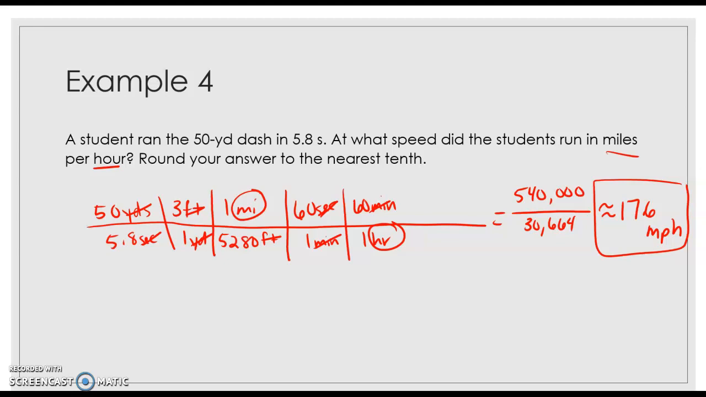If you need help with the railroad tracks, just keep in mind our whole point is that if I start with yards on top, whatever my unit is on top will be in the bottom of the other ratio, so that my yards will cancel out, my feet cancel out. It needs to be top to bottom.